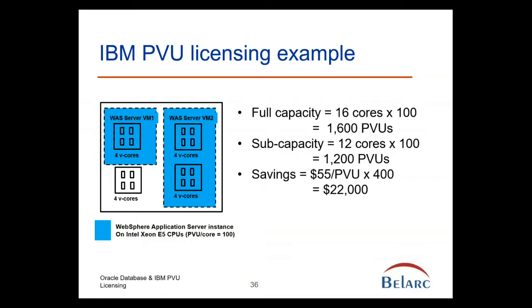On the other hand, let's say that you're running a virtual environment represented by the blue rectangles. So we have 2 virtual machines. One of them is on 1 processor and the other is on 2 processors. The first virtual machine has 4 virtual cores and the second virtual machine has 8 virtual cores. So you're using a total of 12 cores. Now you only need 1200 PVUs rather than the 1600 for full capacity. So if you can achieve subcapacity licensing, you can achieve a considerable saving on the number of licenses that you need to purchase.